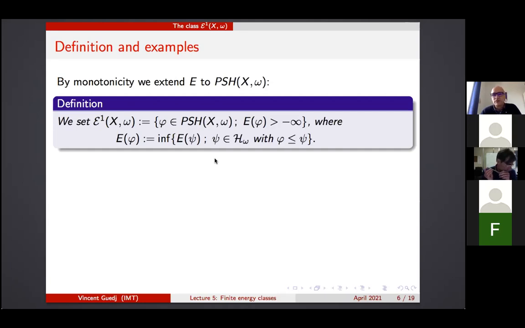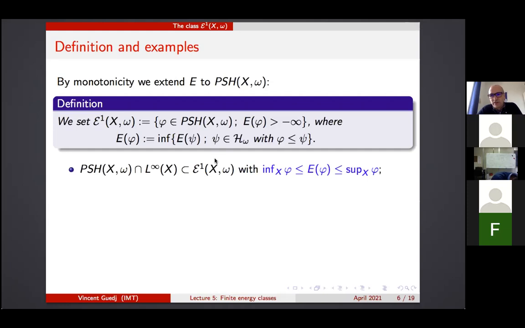So which are the functions that do lie in this class? The first simple examples are bounded omega-plurisubharmonic functions. Namely, if you look at the very definition, if phi is bounded, you can bound phi from below by the infimum, or from above by the supremum, if you prefer. And then what remains is that you integrate against a probability measure. So the E functional is always bounded from below by the infimum and bounded from above by the supremum of phi. So in particular, if phi is bounded, then you have a uniform control on the energy.